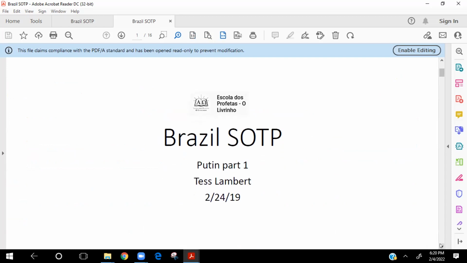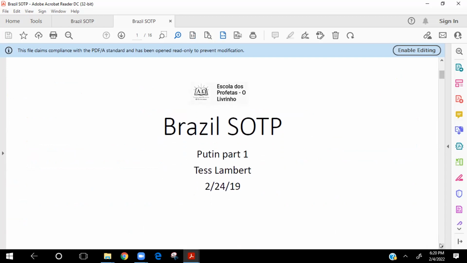All right, we're on the first title page here. This is Brazil. SOTP. Putin Part 1 by Tess Lambert. This was done in February, almost a year, let's see, 3 years ago. February 24th, 2019.